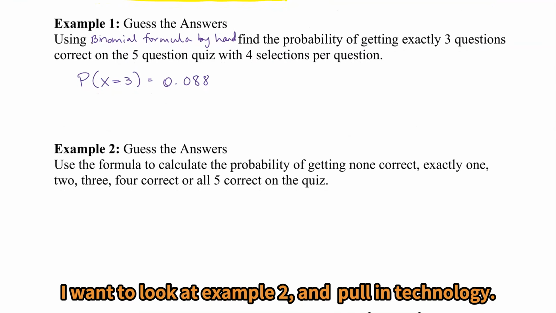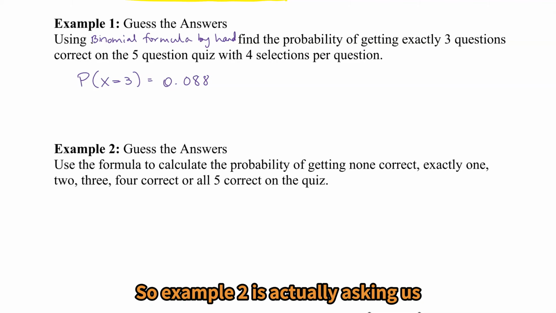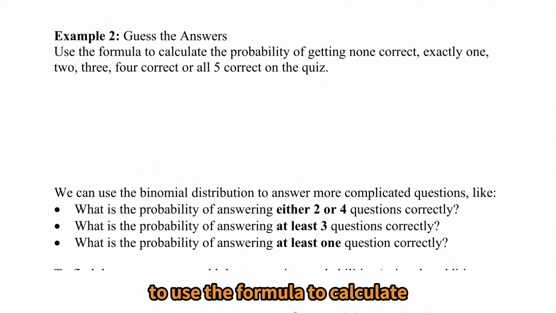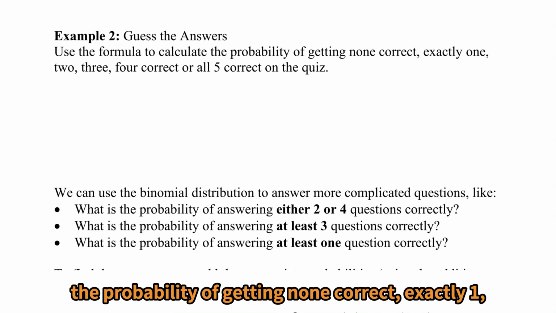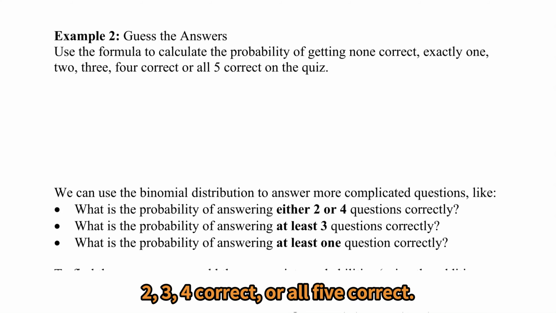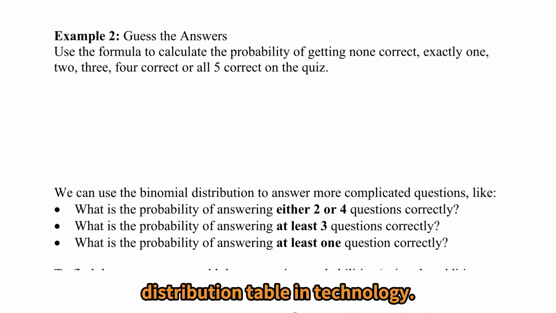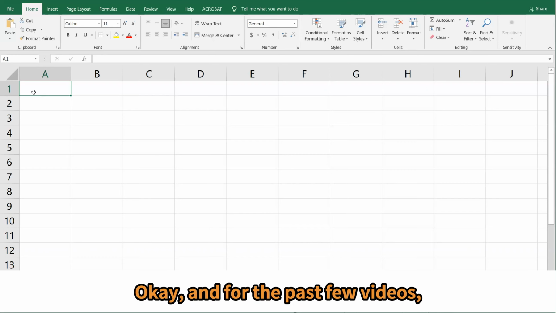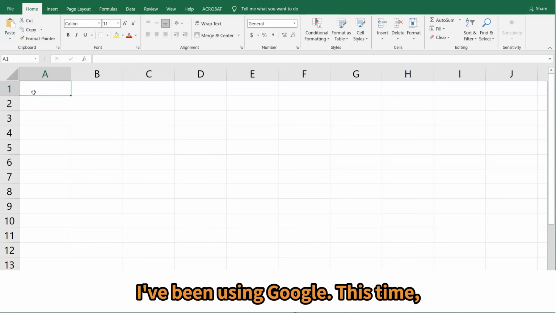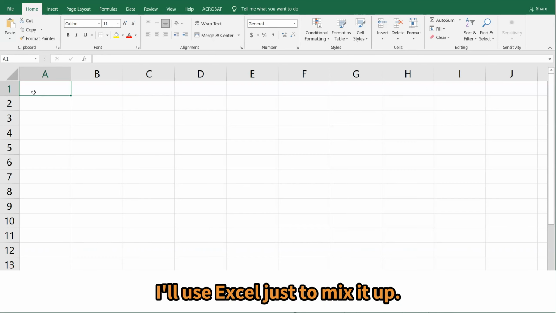I want to look at example 2 and pull in technology. So example 2 is actually asking us to use the formula to calculate the probability of getting none correct, exactly 1, 2, 3, 4 correct, or all 5 correct. So we're going to basically create our probability distribution table in technology. Okay, and for the past few videos I've been using Google. This time I'll use Excel just to mix it up. Process is going to be the same.